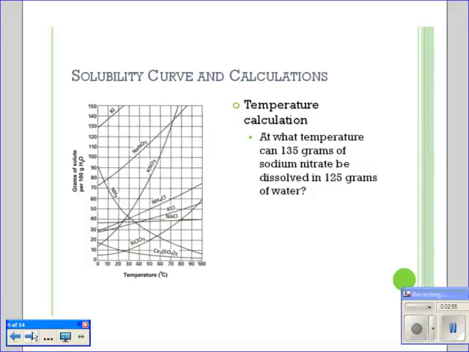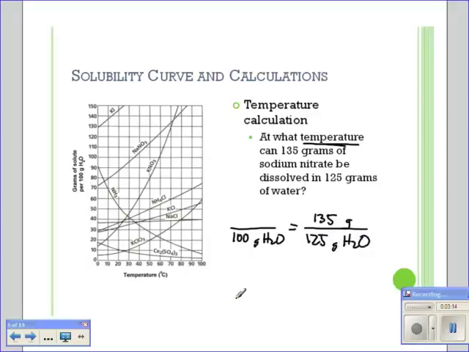I could also ask you about temperature, and if it says at what temperature, you want to use the curve, which always gives you the amount out of 100. If you're not given the amount out of 100, this time you're given there's 135 grams for every 125 grams of water. So the first thing you need to do is solve for the amount of water. Again, you would cross multiply. Your answer to that is 108 grams per 100 grams of water.